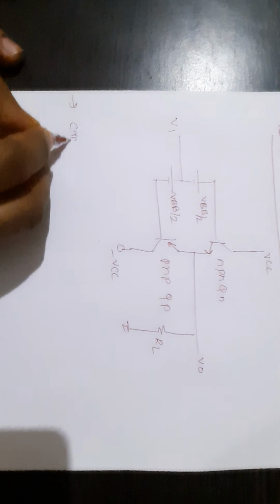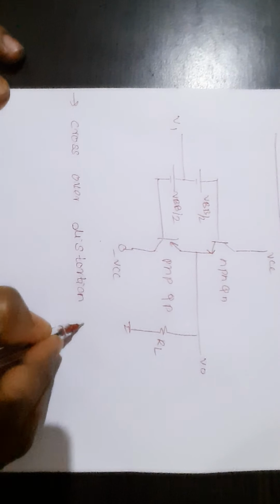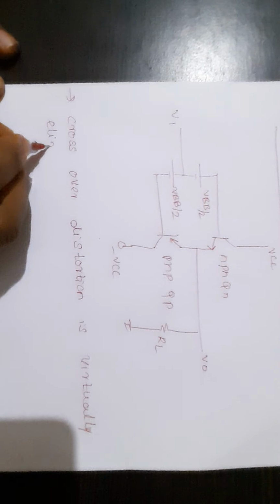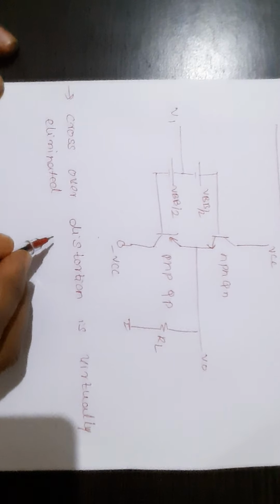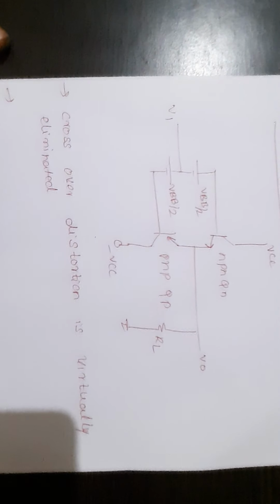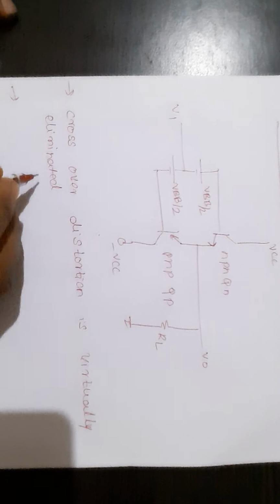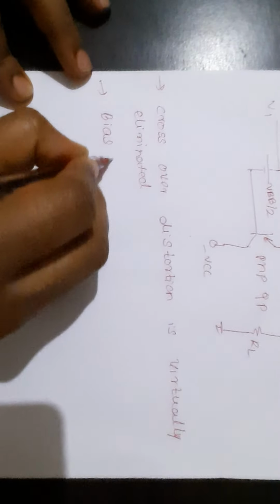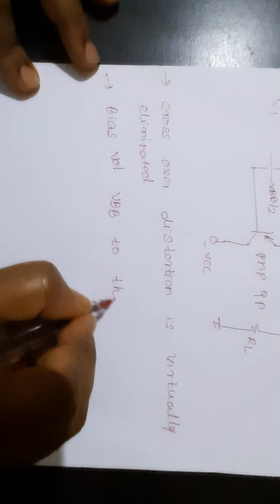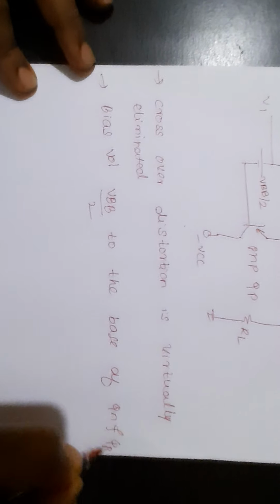Now the main use is that the crossover distortion is virtually eliminated. That is the main important point. How do we eliminate it? By connecting VBB by 2 to these voltages. A bias voltage VBB is applied between the bases of QP and QN. How do we do that? By connecting the bias voltage VBB by 2 to the base of QN and QP.